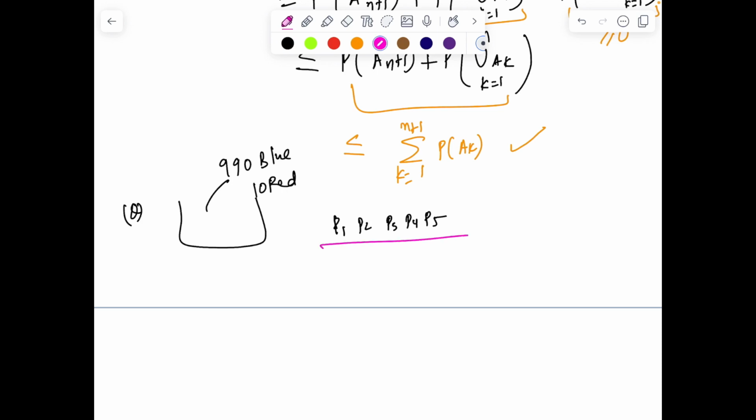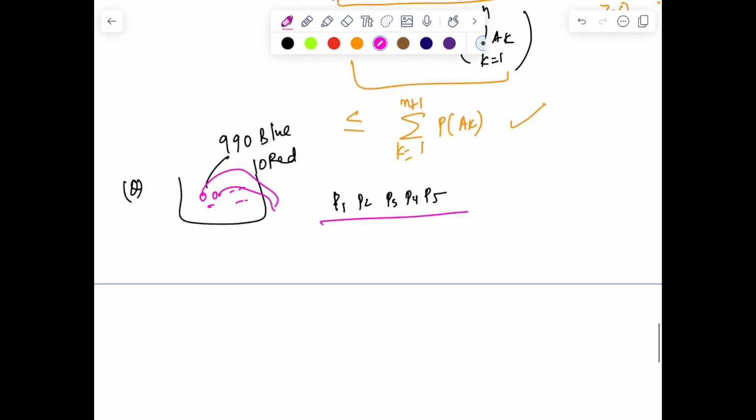Okay. Now 5 persons each pick a ball at random. So there are total 1000 balls. Okay, so many balls are there, and people are picking up balls at random. We have to compute the probability that at least one person picks a red ball. You have to find the probability that at least one person, minimum one person, picks a red ball. So how will you do?